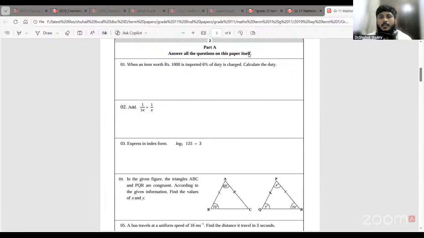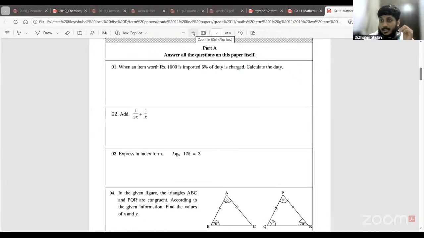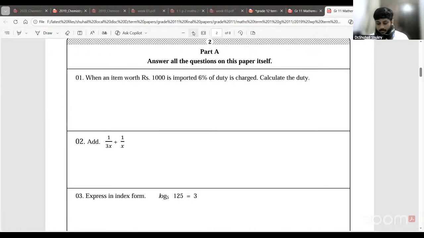Okay. So first of all, we'll discuss the short questions. Last week we discussed, and that recording was available, paper 2 contents. So today we'll discuss paper 1's content. All right.